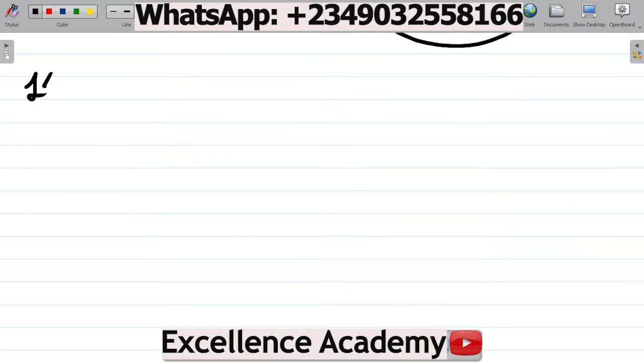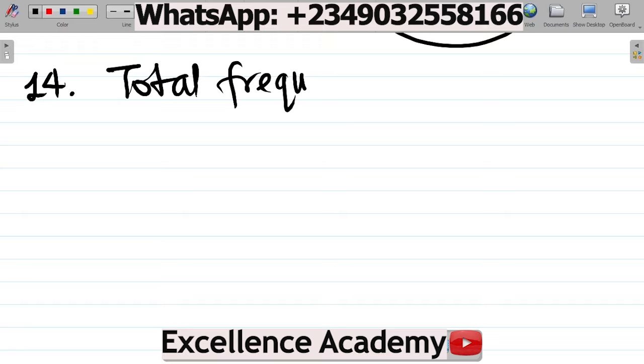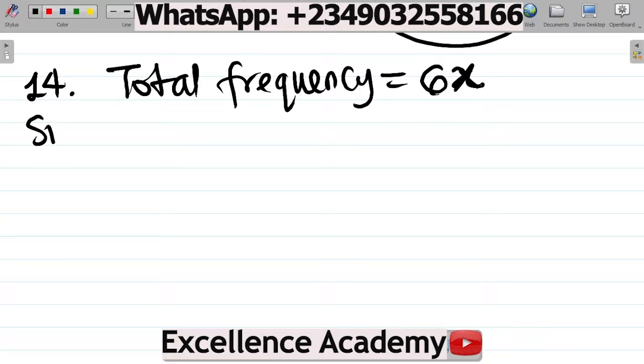So for question 14 there, the first thing you want to do is, since it's a die, right? We know that a die has 6 sides. That means each number from 1 to 6 should occur equally often in a given fair experiment. Now, what that means is that the total frequency would be equal to 6 times each of the parts. That's 6 times x. So you have 6x.